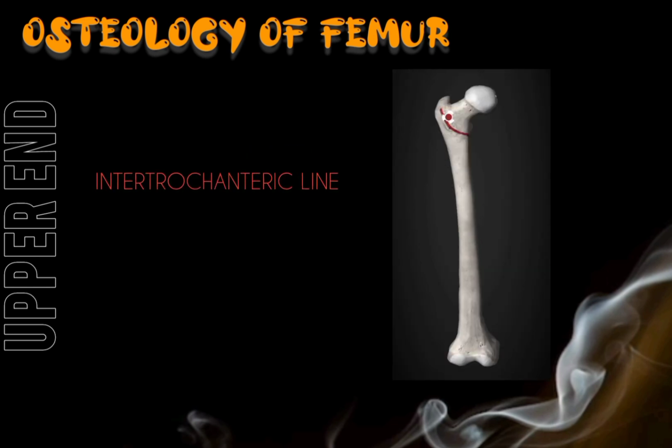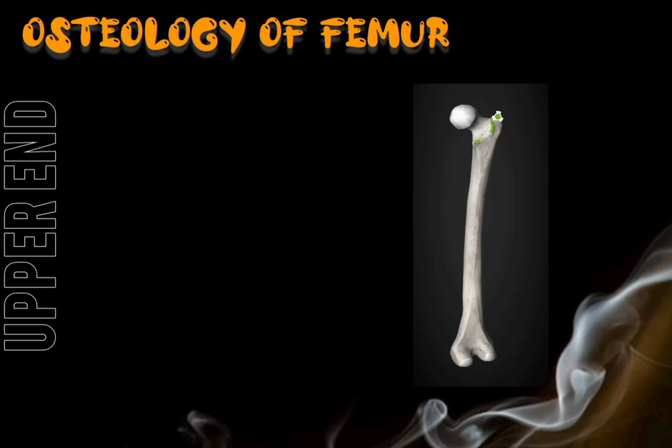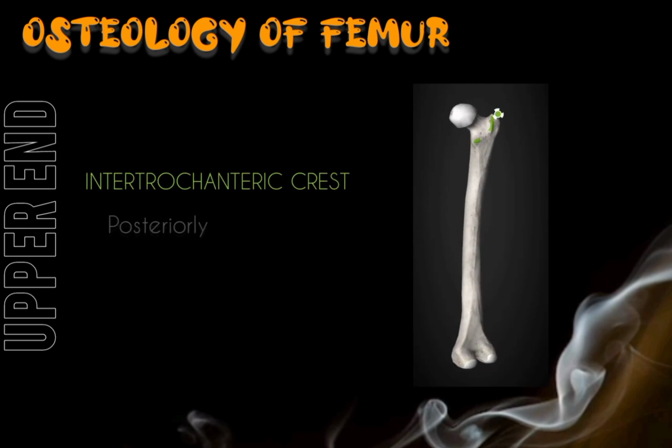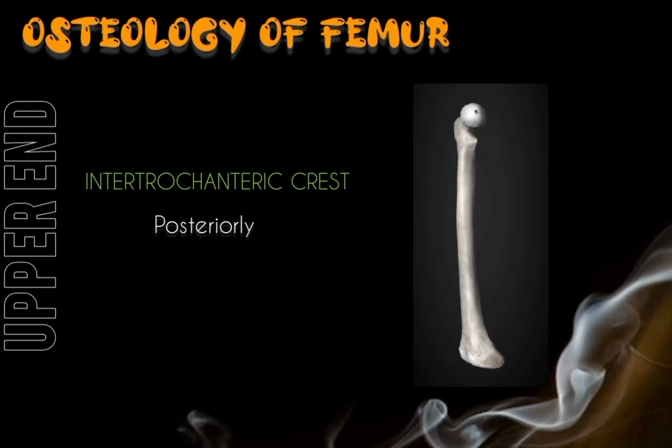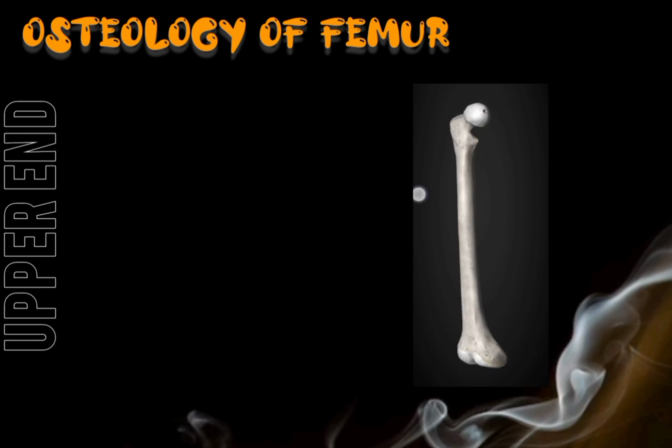Further, you will find the intertrochanteric line, which is present anteriorly connecting the neck and the shaft of the femur, and posteriorly on the posterior surface of the femur you will find the intertrochanteric crest. So the crest is present posteriorly and the intertrochanteric line is present on the anterior surface of the femur. So this is all about the upper end of the femur.